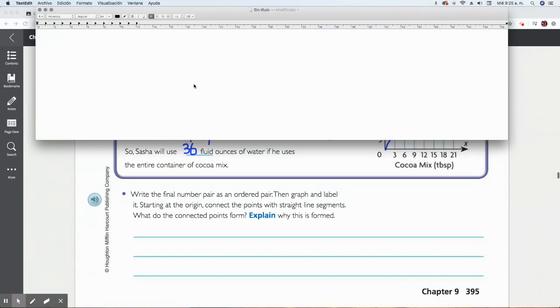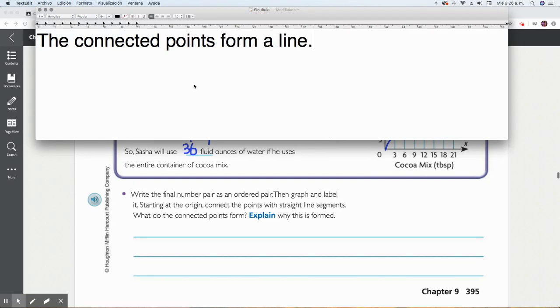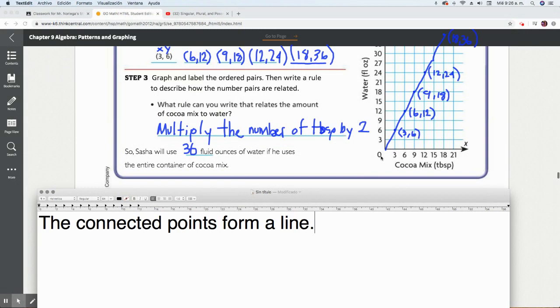Okay, the connected points form a line. Right? And then explain why this is formed. Okay, so if we look at the y-axis, which is this one, we can say that the y-coordinate is always 2 times as great as the x-coordinate.